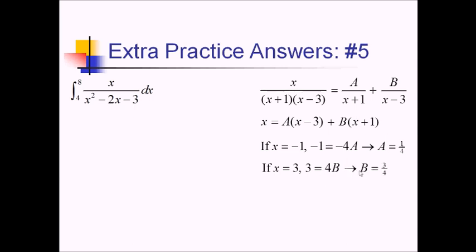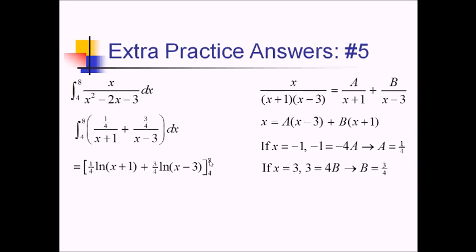All right, time to plug these back in. So I'm going to split up this fraction inside the integrand here into 1/4 over x plus 1 plus 3/4 over x minus 3. Time for my antiderivative now. This will be 1/4 ln absolute value of x plus 1 plus 3/4 ln absolute value of x minus 3, evaluated from 4 to 8.